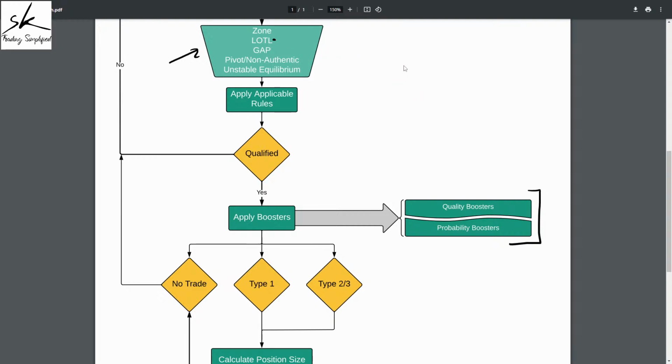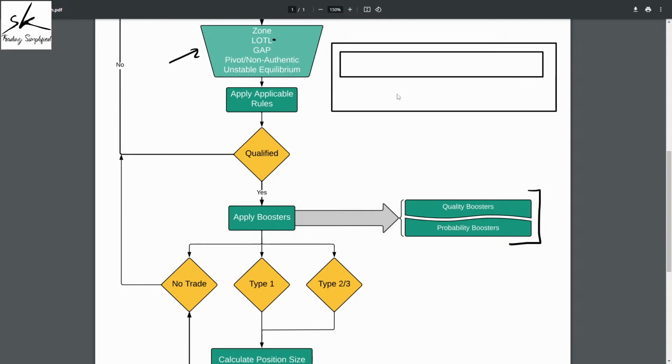So the first condition we'll check is: can this zone be a case of level on top of level? Now, how do we verify that? It's a very simple concept. If you have an intermediate time frame zone and the same intermediate time frame zone divides into multiple zones on the lower time frame, we call it a case of level on top of level.